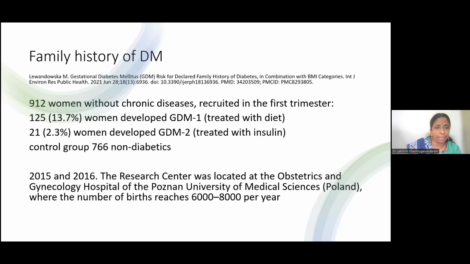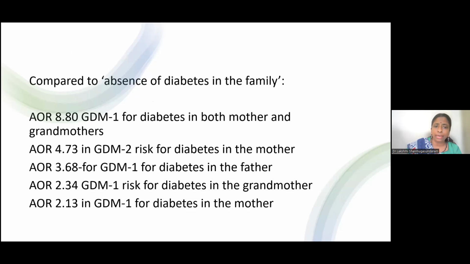And when we look at family history of diabetes, this study in Poland looked at a group of women who did not have any chronic conditions, and they recruited them in the first trimester. And what they identified was that if both the mother and the grandmother in the family had diabetes, then the odds ratio for developing gestational diabetes was 8 times higher. Whereas the same thing was a 4.7 odds ratio if it was mother having diabetes. And this is about diabetes for which insulin also was required for the pregnant lady.